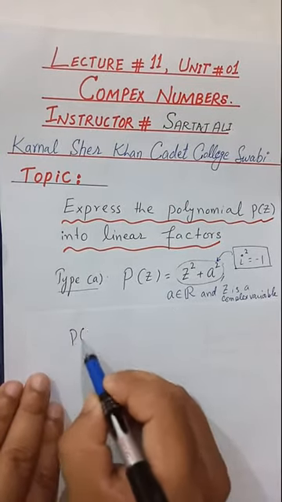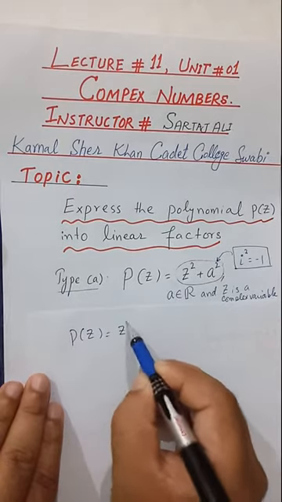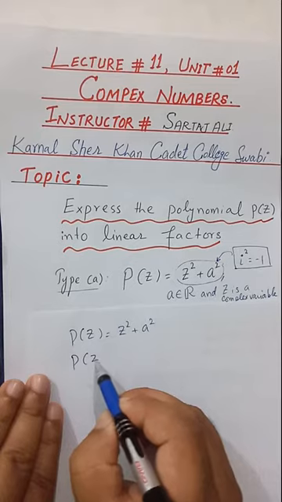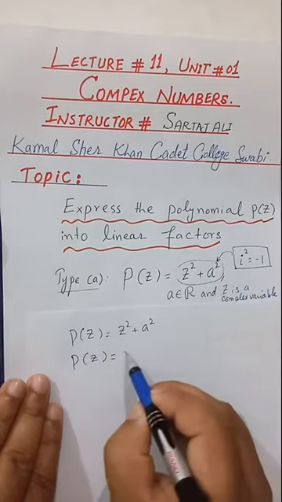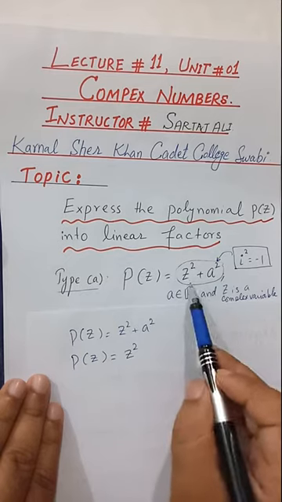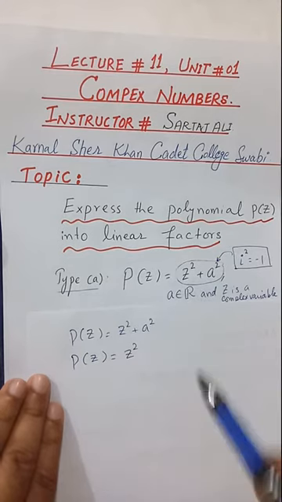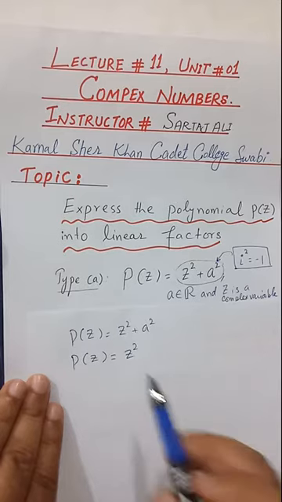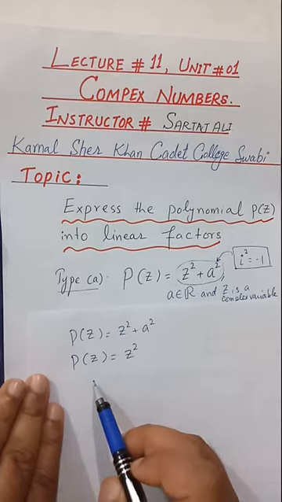So p of z is equal to z square plus a square. This is the representation for this polynomial because the variable here is z. In the previous video lecture you saw that we denote the polynomial by p of x. The algebraic expression which is a polynomial is dependent on x, the variable is x, that's why we denote those polynomials by p of x. Here the variable is z, so this is denoted by p of z.